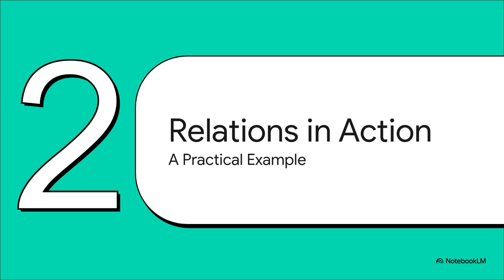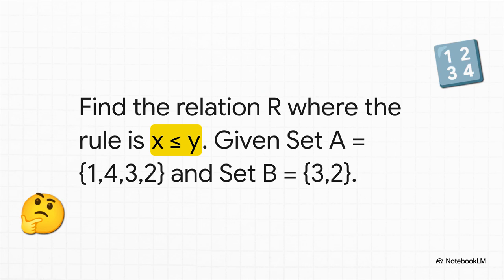So theory is one thing, but let's actually see this thing work. This is where it all starts to click and, honestly, where it gets fun. Okay, here's our first mission. We've got set A and set B. The rule we have to follow, our connecting principle, is x is less than or equal to y. So our job is to build the relation R by finding every single pair that makes this rule true.